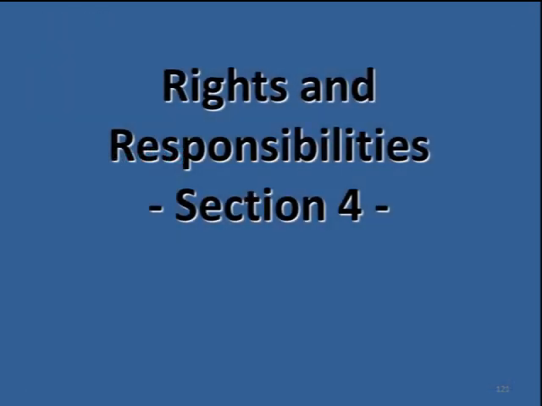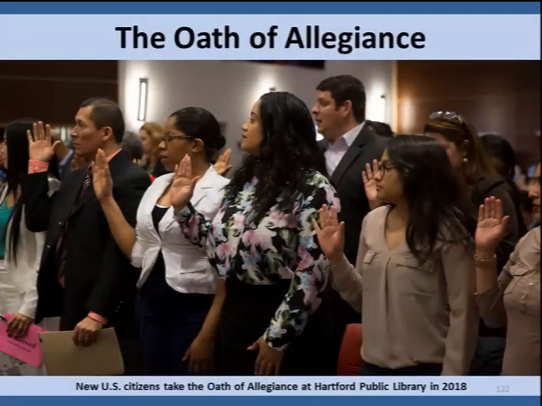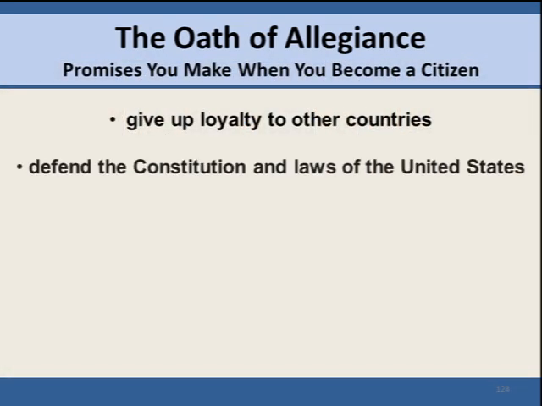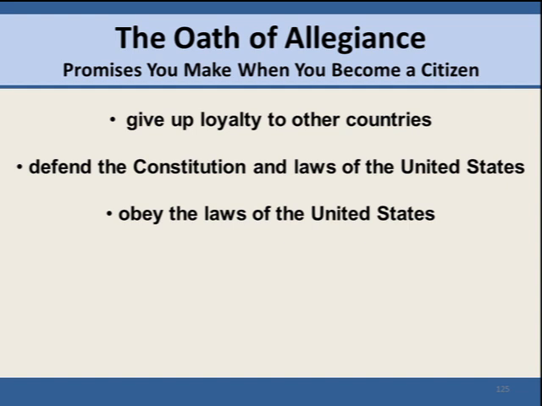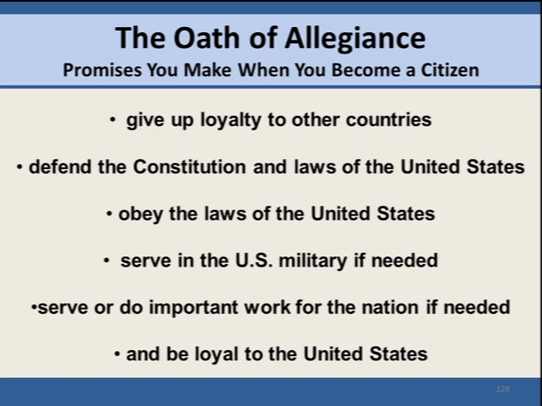Rights and Responsibilities, Section 4. We will now begin the fourth section of Lesson 6. At naturalization ceremonies, new citizens are required to take an oath of allegiance. Through this oath, one promises to give up loyalty to other countries, defend the Constitution and laws of the United States, obey the laws of the United States, serve in the U.S. military if needed, serve or do important work for the nation if needed, and be loyal to the United States.